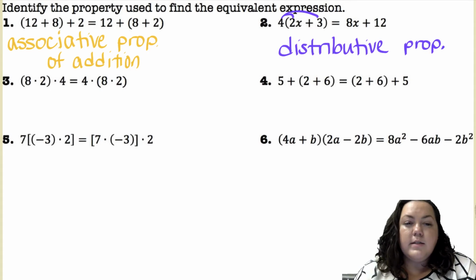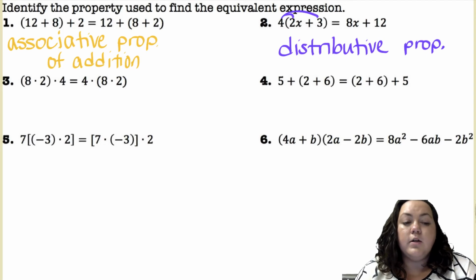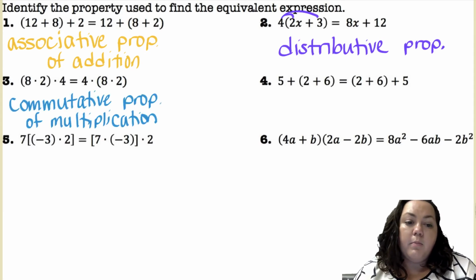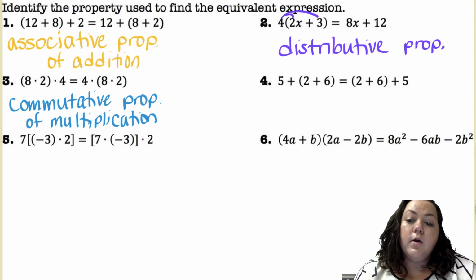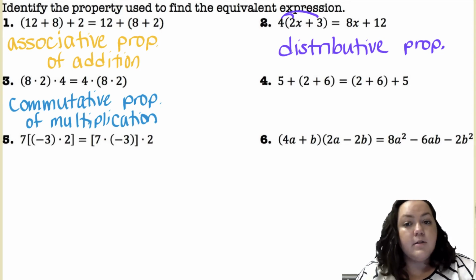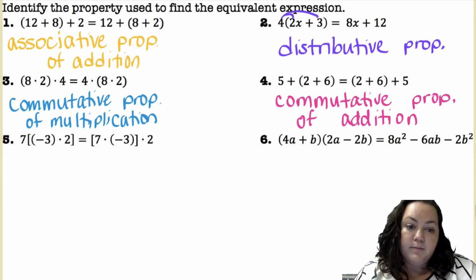So the grouping didn't really change. So 8 and 2 were still grouped together, but the 4 went from being in the back to being in the front. So that would be the commutative property, and this would be commutative property of multiplication. All right, number 4, I have 5 plus 2 plus 6, and then I have 2 plus 6 plus 5. So the grouping, 2 and 6 are still grouped together, but the 5 moved from the front to the back. So that would be the commutative property again, but this time of addition.